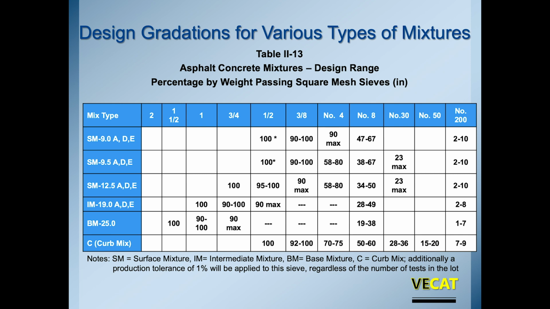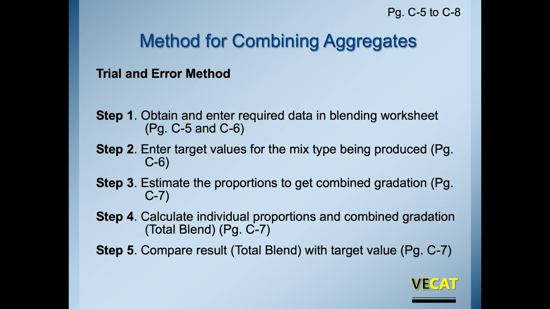You'll see a surface mix, an SM 9.0, an SM 9.5, and an SM 12.5. All of those are specific surface mixes. Then you have the intermediate mix, an IM 19.0, you have a base mix of BM 25, and then you even have something called a curb mix, which we're not going to go into today.